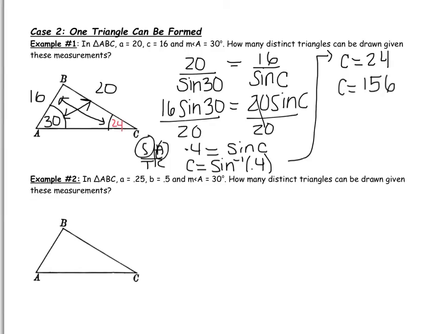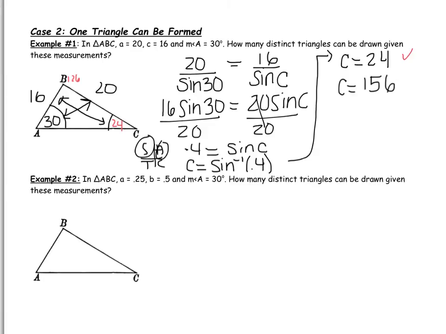Well, let's see. Let's add the 30 and the 24. So 30 plus 24 is 54. Okay, so does that mean I can find an angle for B? Yeah, because a triangle has 180 degrees. So if I do 180 minus 54, which was the sum of these two, I get 126. So B is 126. So I can make a triangle out of C being 24. The triangle has the angles 30, 24, and 126. So we're going to put a little check next to C, because C of 24 works.